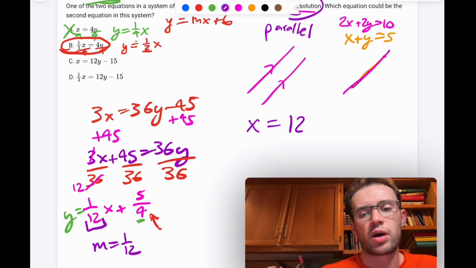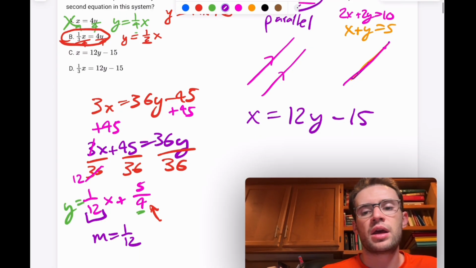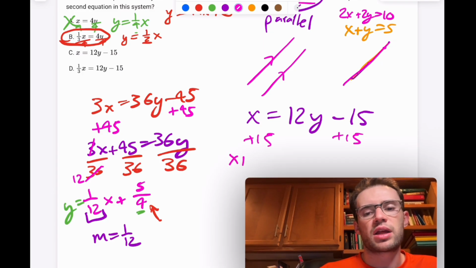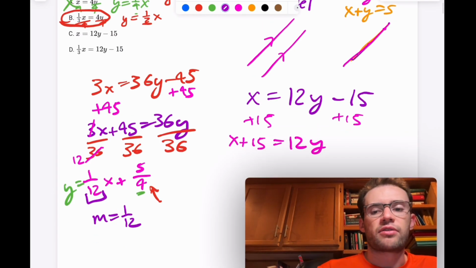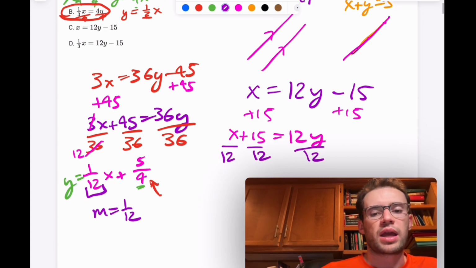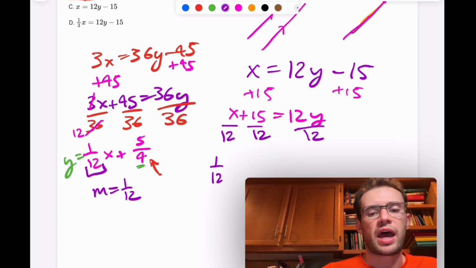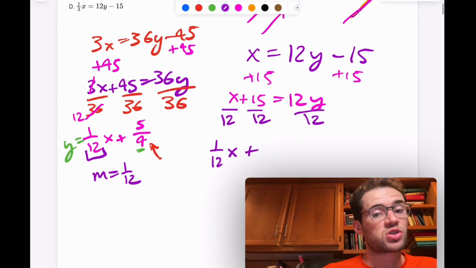x equals 12y minus 15. Now, to get the y alone, I'll add 15 to both sides. We get that x plus 15 is equal to 12y. And now if we divide both sides by 12, we get 1/12 x plus 15 over 12. That's actually what we had here originally when I divided both of these, the top and the bottom, by 3.